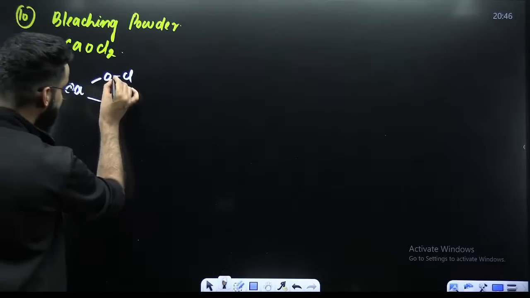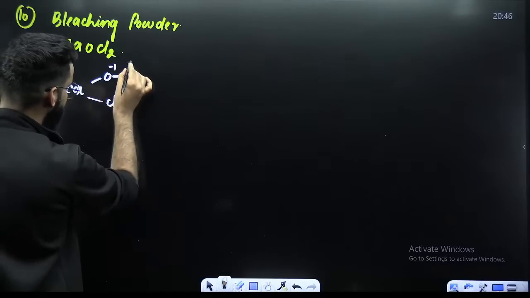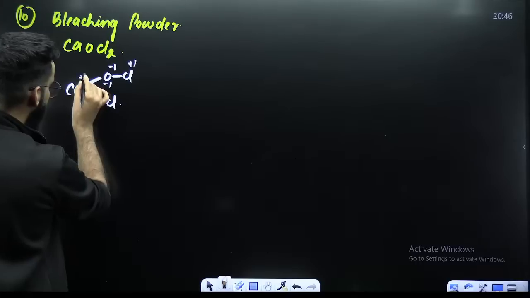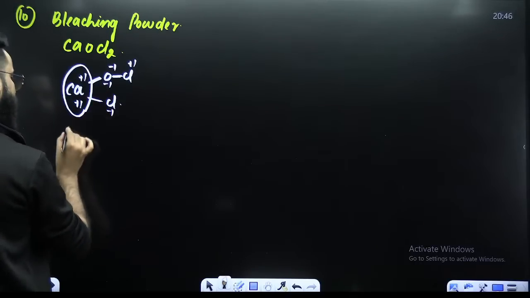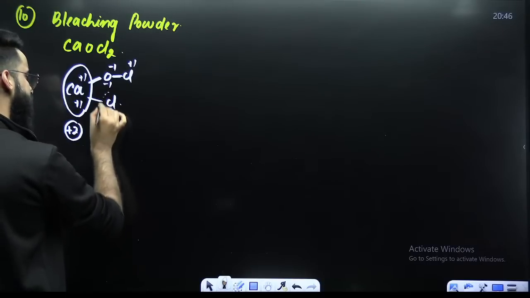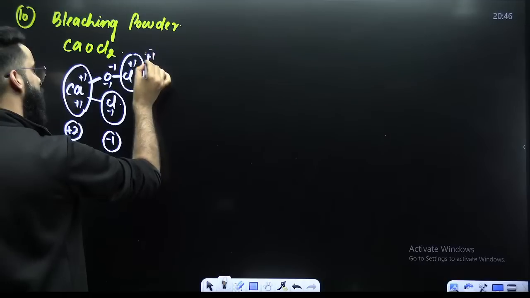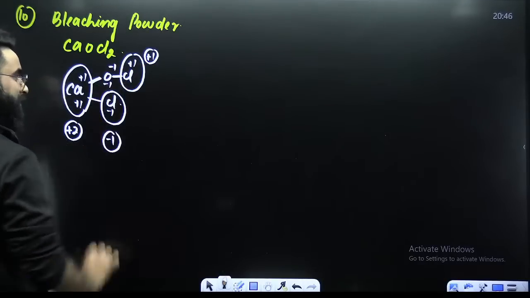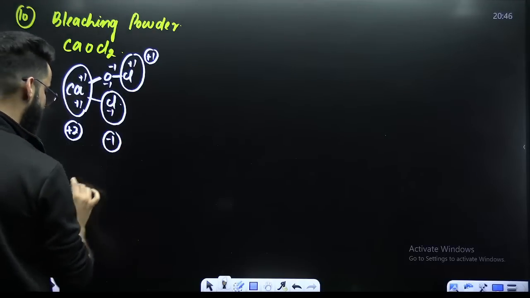Now, look at this particular bond. It's between oxygen and chlorine. Which one is more electronegative? Oxygen. So minus 1 plus 1. This bond, minus 1 plus 1. This bond, minus 1 plus 1. What is the oxidation state of this calcium over here? It will be plus 2. What is the oxidation state of this chlorine over here? Minus 1. What is the oxidation state of this chlorine over here? Plus 1. What is the oxidation state of this oxygen here? Minus 2. Right? So one chlorine is carrying plus 1. One more chlorine is carrying minus 1.